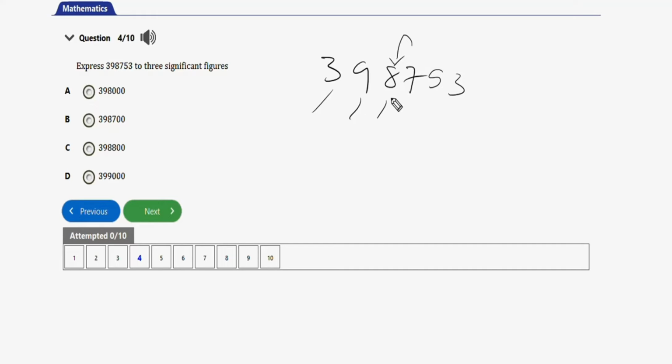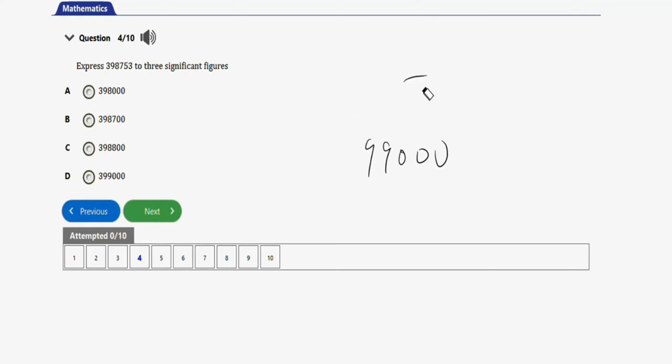So this value to 3 significant figures will be 399,000. Once you round up, the remaining values will be changed to 0. So the right option to this question is option D. Okay, so it's as simple as this. Let's wipe this now and solve the next repeated question.